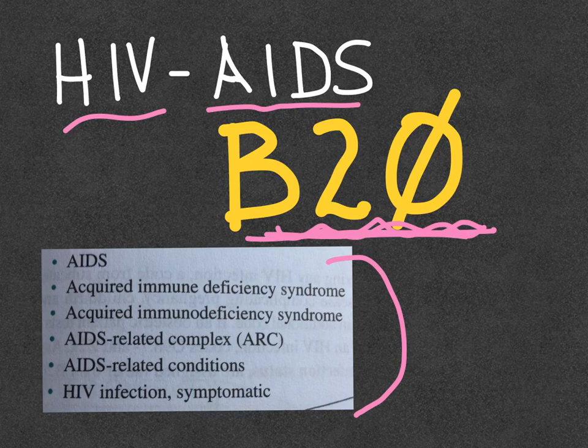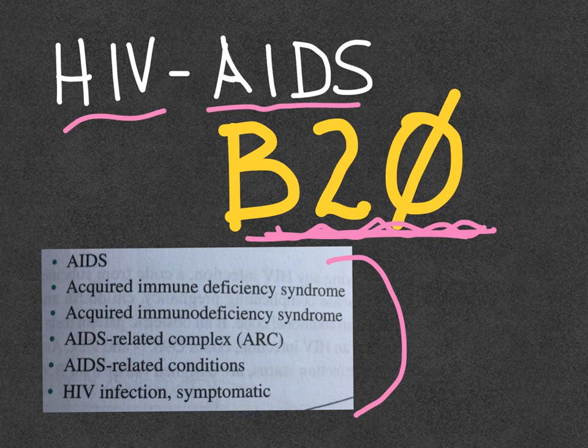If you're treated for HIV or HIV complications, B20 first. If you're coding for something totally unrelated, then that condition will be coded first, but still pulling in that B20 as a secondary diagnosis. We will take a look at an example of this in just a couple of minutes.